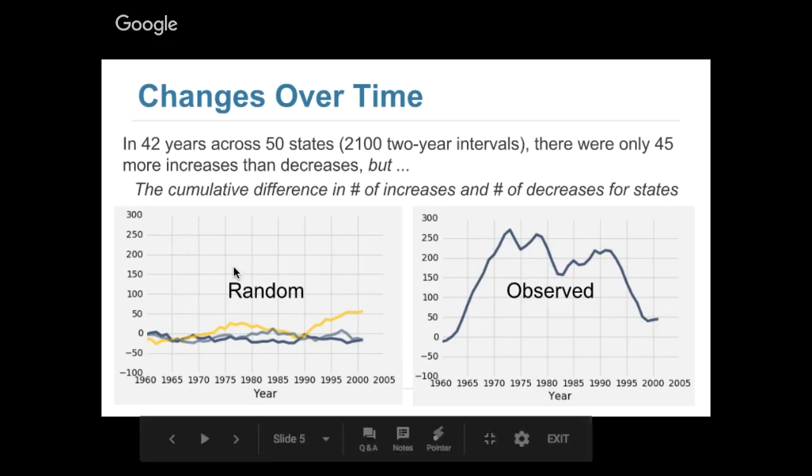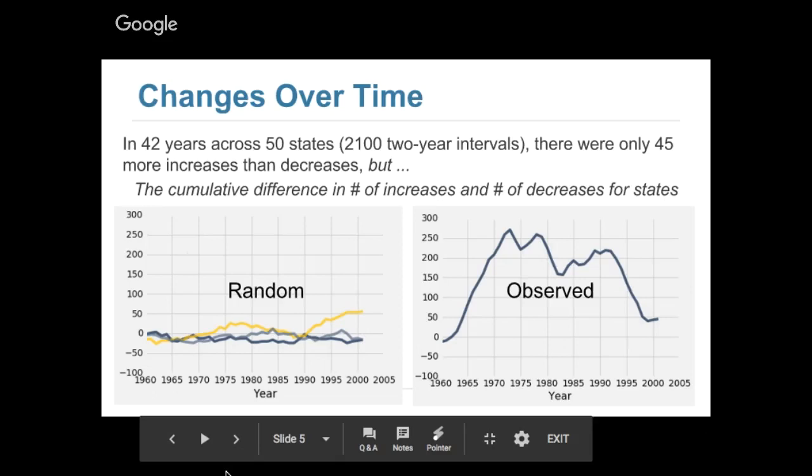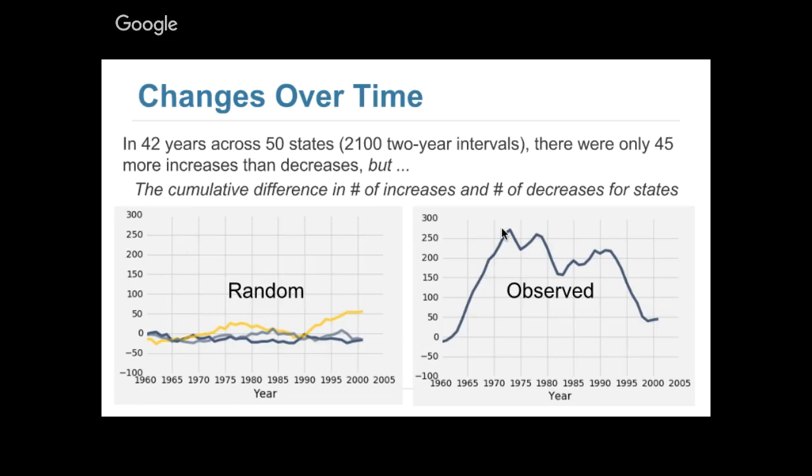So the idea here is, if you just ran a hypothesis test, you would probably conclude that overall the murder rate increased or decreased at about the same rate. So overall, that is true across a 65-year period, 63-year period. But if you look at the cumulative difference in number of increases and decreases, you see some very distinct patterns, right? These distinct patterns were what led us to try to do more analysis.